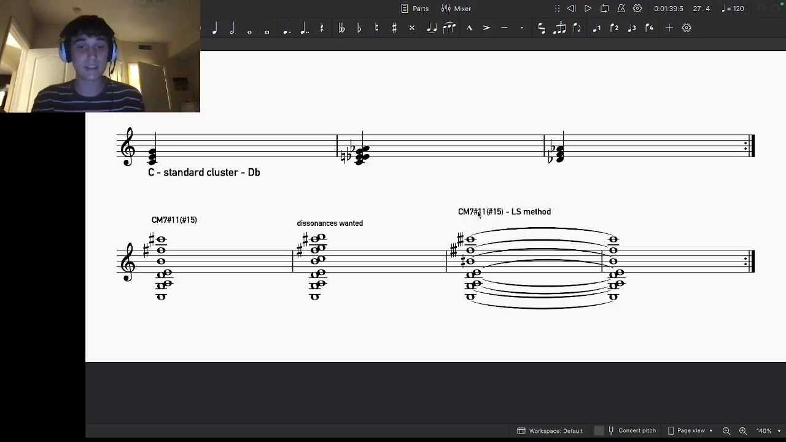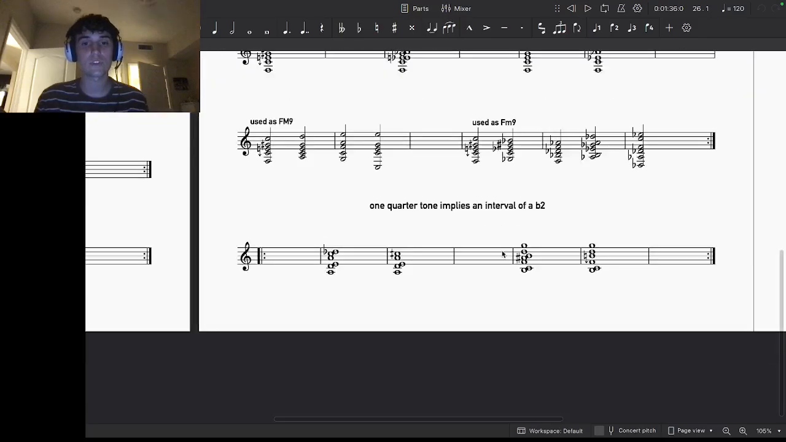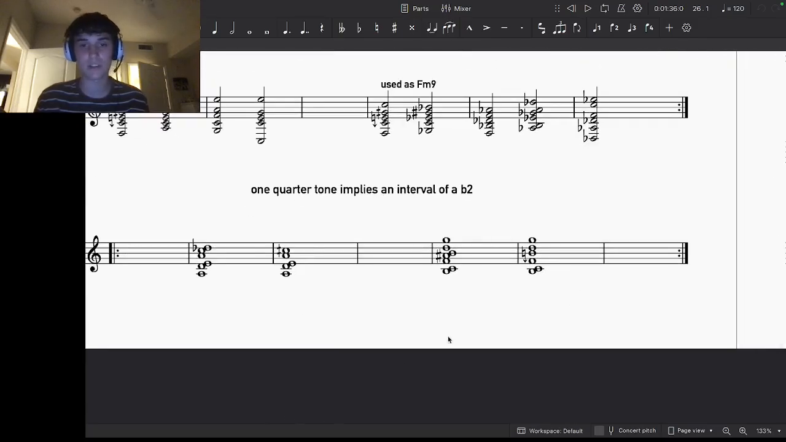For me, this is brighter. This is a brighter chord. It does what I want Lydian to do, right? I want it to brighten up the sound. So here's the original. Here's mine. I personally prefer it.